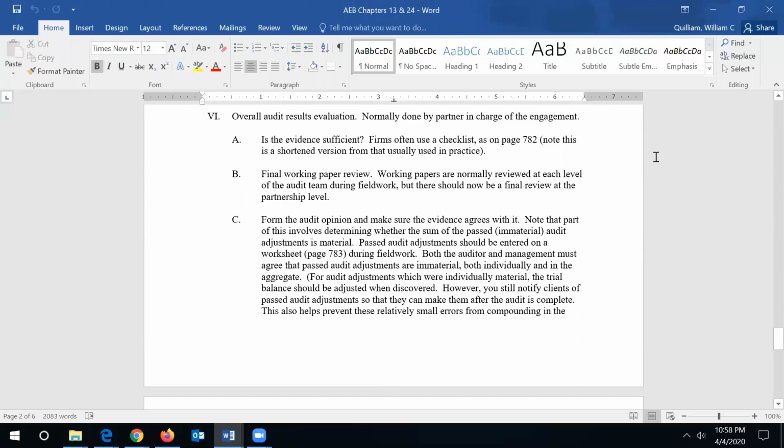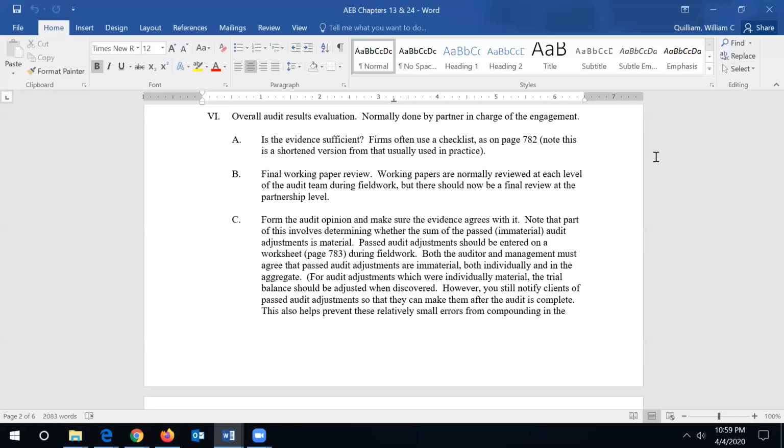Then, Roman numeral 6, overall audit results evaluation. It's normally done by the partner in charge of the engagement, so high up. One thing is: is the evidence sufficient? And firms often use a checklist. You can glance at what's on page 782. I will not test you on it. Then, there should also be a final working paper review. Well, working papers are normally reviewed at each level of the audit team during field work, but there should now be a final review at the partnership level, just to get any remaining bugs out.